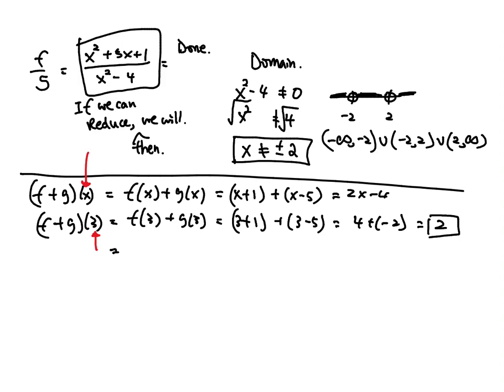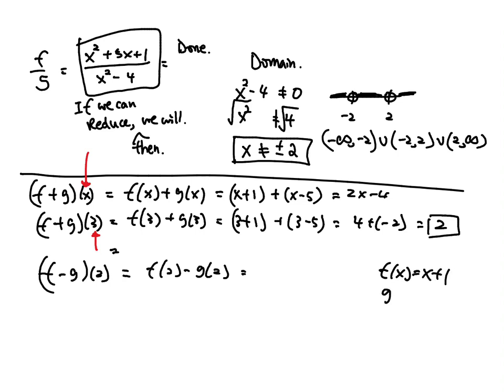Alright, so the rest is pretty straightforward. f minus g of 2 just means f of 2 minus g of 2. I probably should write this down beforehand. So f of x is x plus 1, and g of x is x minus 5. So this is just 2 plus 1 minus 2 minus 5. So 3 minus negative 3, which is 6.